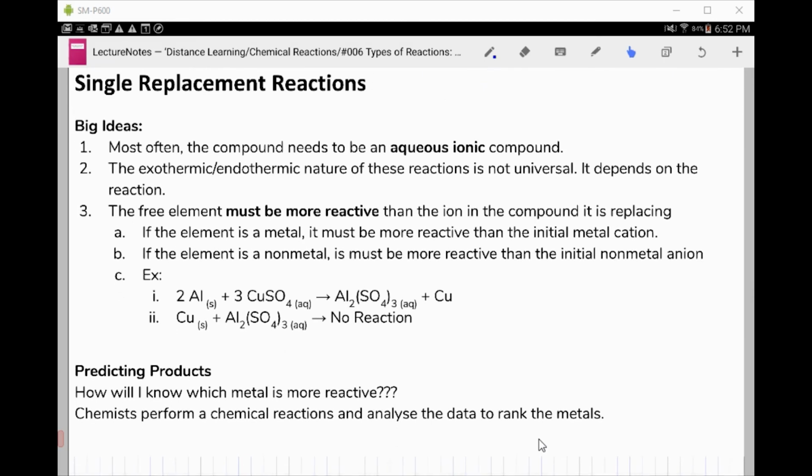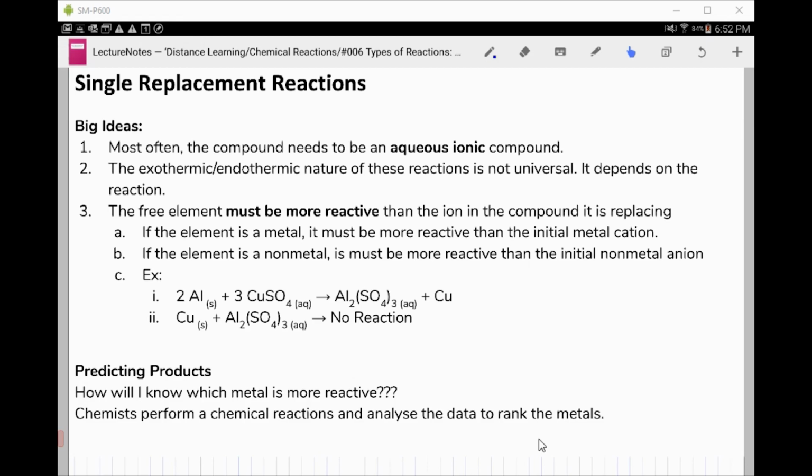So to sum up what we talked about with single replacement reactions, the big ideas are that the compound is going to need to be an aqueous ionic compound, right? It needs to have those free ions in order to be able to interact and replace with the other metals. There is no set rule for it being exothermic or endothermic. It depends on the reaction. In the video with my aluminum and copper sulfate, as long as we had that sodium chloride catalyst in there, you can see some of the steam rising off of the surface of the water. It is very exothermic as it's reacting there.